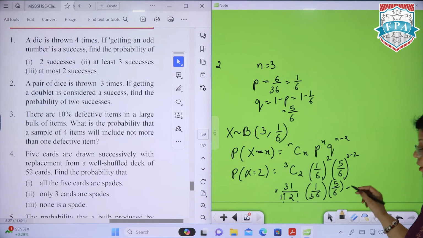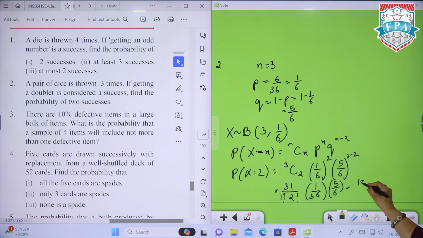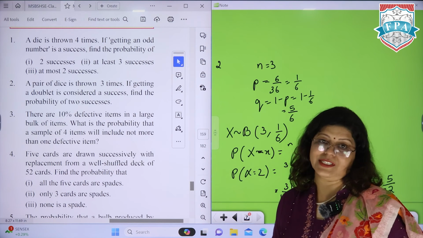So your final answer I am writing here because not a lot of calculation is required. Here you will get 3. 3 into 5 is 15 divided by 36 into 6, which will cancel 5 and 2, so it will be 5 by 72. So that is the probability of having two successes.